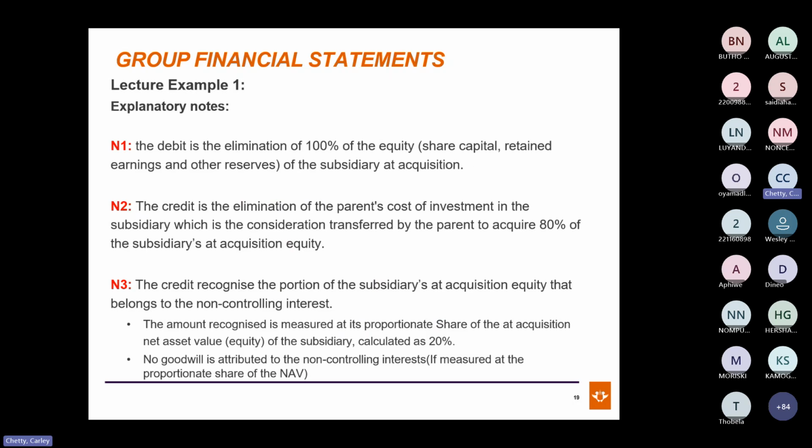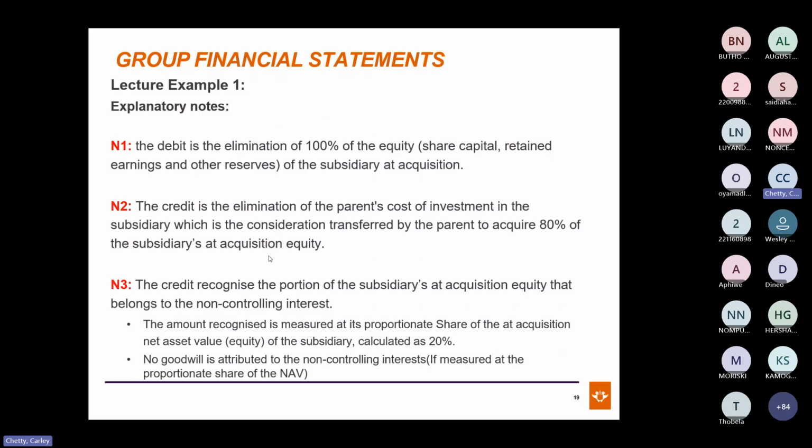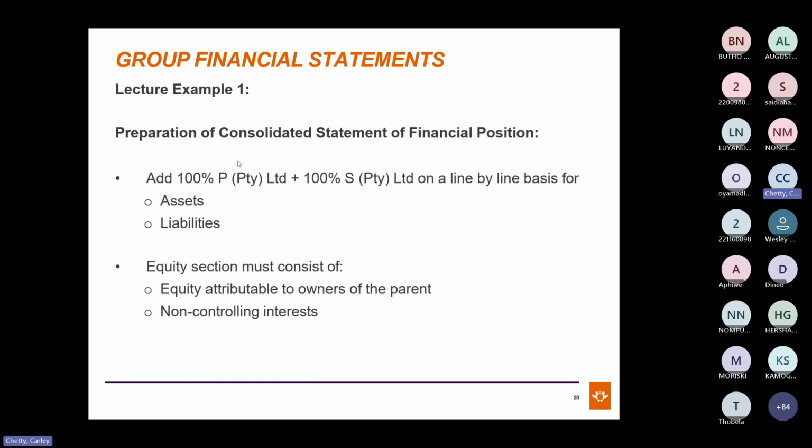Let's have a look at the next slide. These are just some explanatory notes here, which I've already explained. So you guys can just revisit this in your own time because I have explained the journals. Now we need to prepare the consolidated statement of financial position. Remember, we have prepared the analysis of equity, then we have done the pro forma journal entries. Now we need to prepare the consolidated statements of financial position. We're going to do this by adding 100% of P to 100% of S on a line-by-line basis.